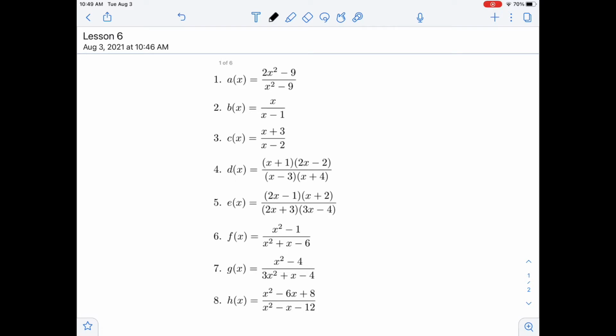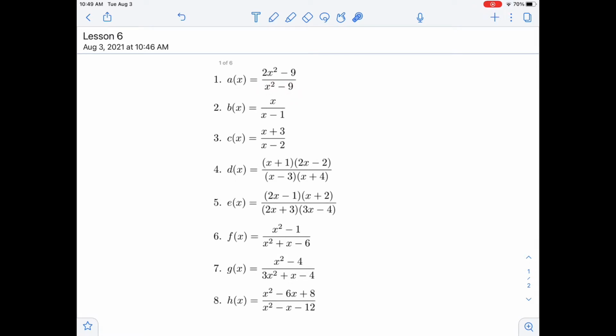If you look at question 1 here, we have a function A of x, 2x squared minus 9 over x squared minus 9, for example. We notice that 2x squared minus 9 is itself a polynomial function. Taken by itself, I might have this as f of x equals 2x squared minus 9, for example. And similarly, the denominator, x squared minus 9, is a polynomial function.